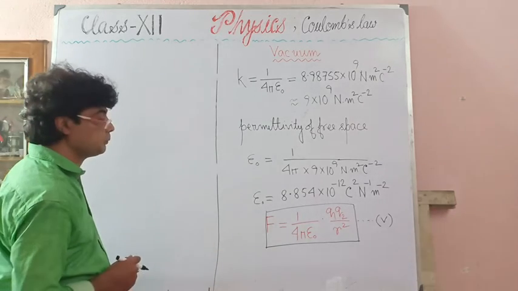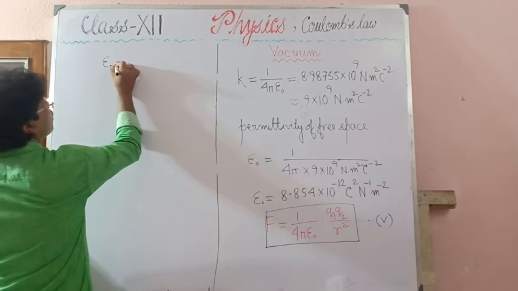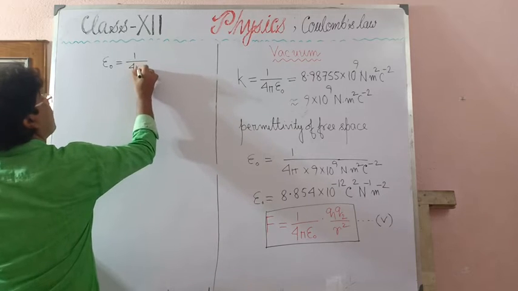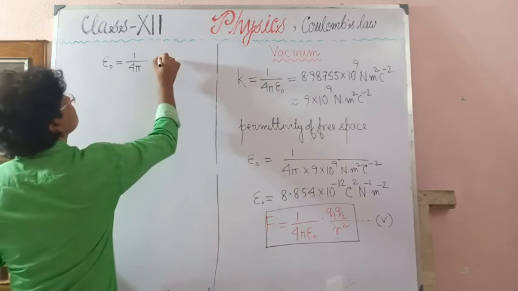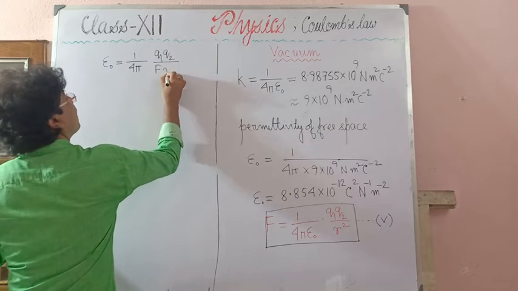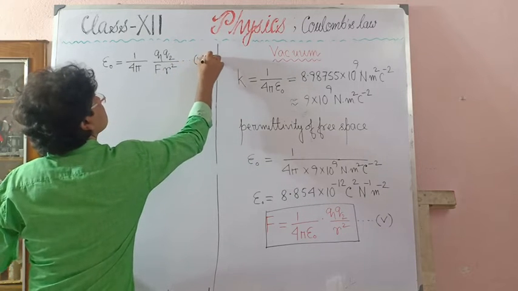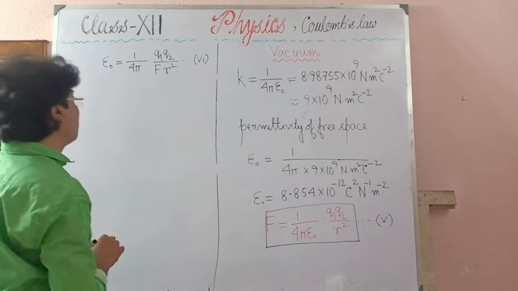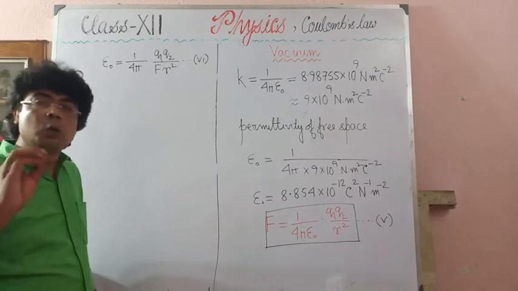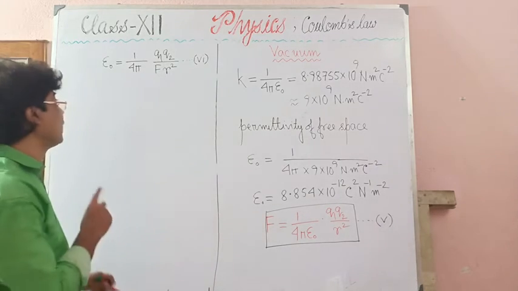From equation 5, we can write epsilon 0 equals 1 by 4 pi Q1 Q2 by F R square. Using this equation, we can derive the dimensional formula of epsilon 0.